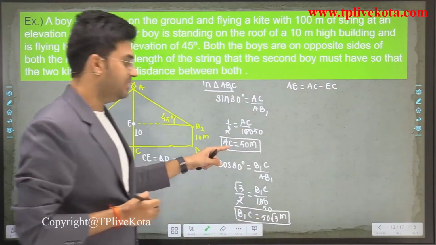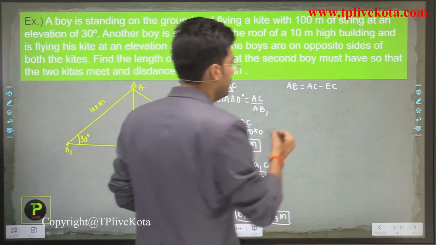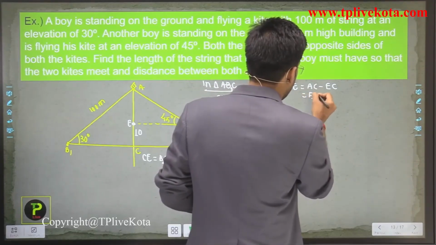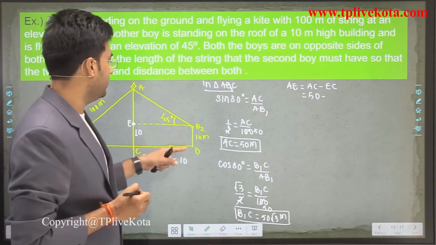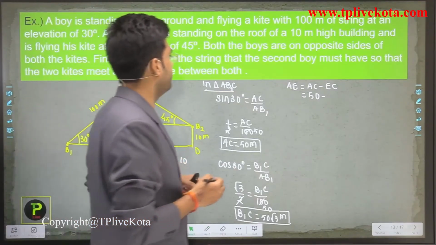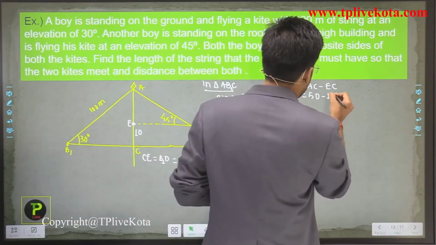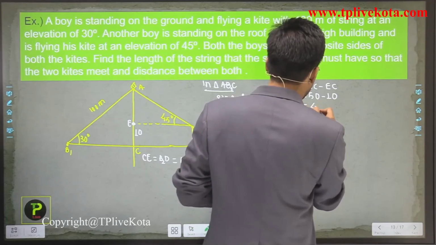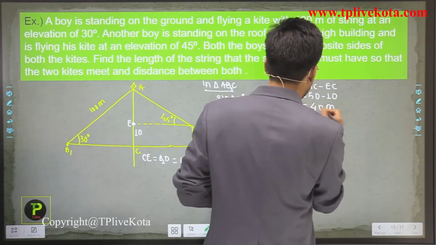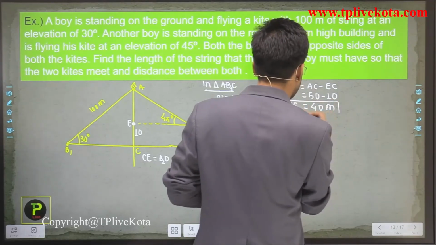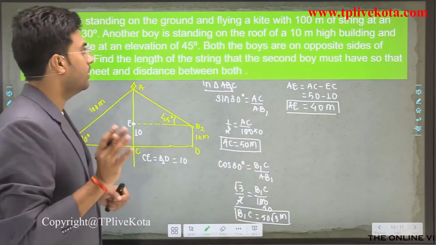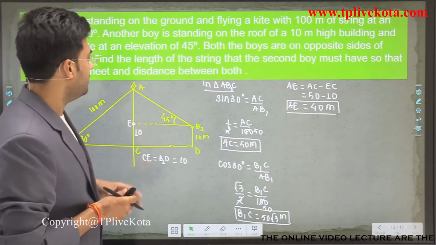and here AC is what? AC is 50. So it is 50 minus EC. EC is 10. So it is what? It is 40 meter. AE is 40 meter. Clear?